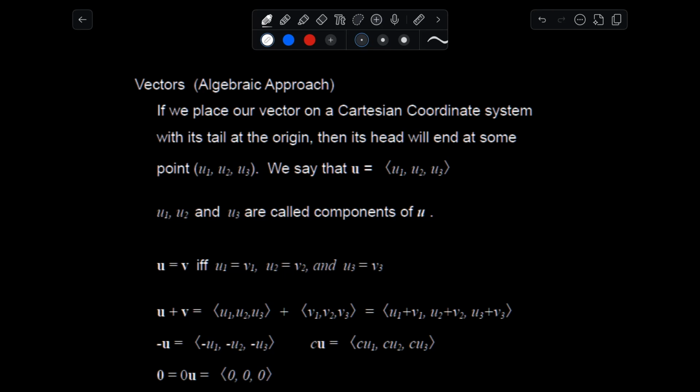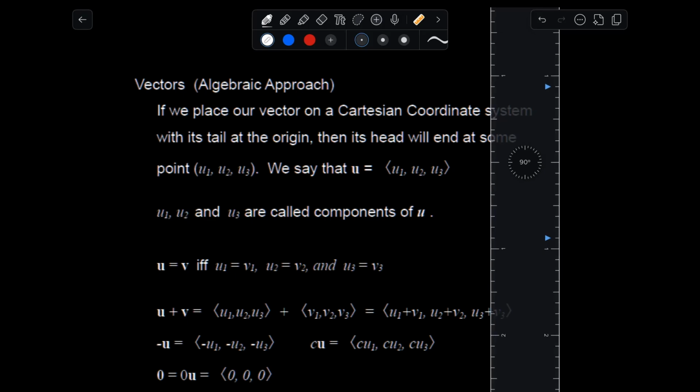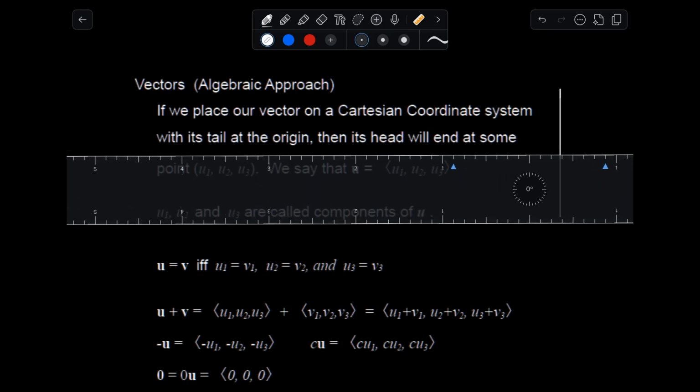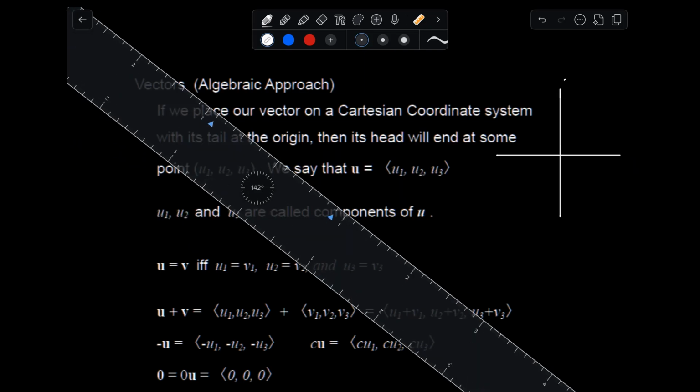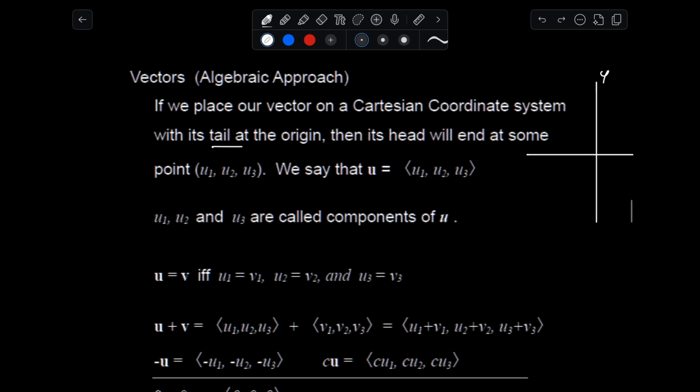And then the second approach that we mentioned earlier is an algebraic approach. So if we have our vectors on a Cartesian coordinate plane, and in layman's terms, a Cartesian coordinate plane is the coordinate plane you've probably been seeing for most of your life since Algebra 1, just the XY plane. We can plot vectors in this, like this, like this, right? You can add them up. So if the tail ends at the origin, then its head will end at some point like this.